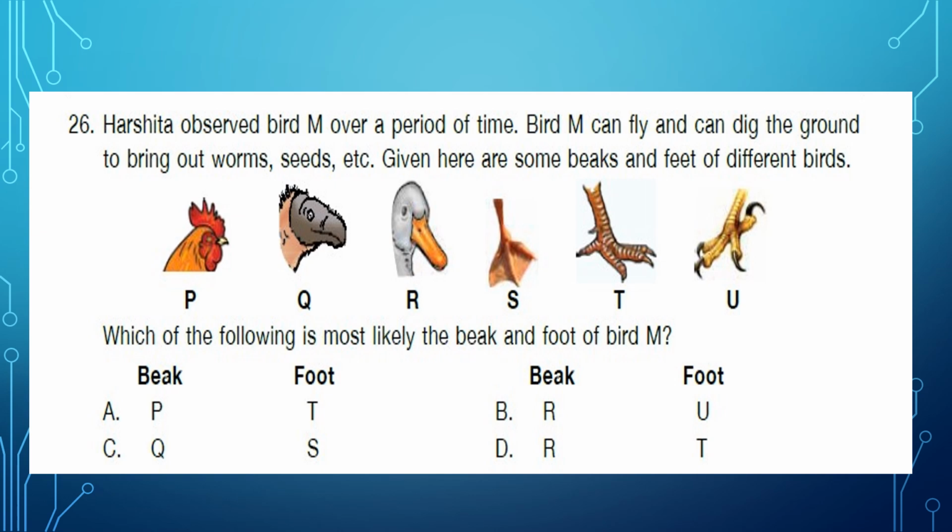It is given that bird M can fly and can dig the ground to bring out worms and seeds. So this bird can be a scratching bird. And option P is a scratching bird. Scratching birds have strong feet with 3 toes at front and 1 at back. So the answer for feet is option T. So our answer is option A, beak is P and foot is T.